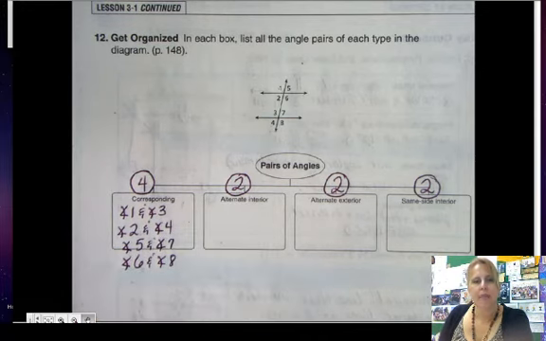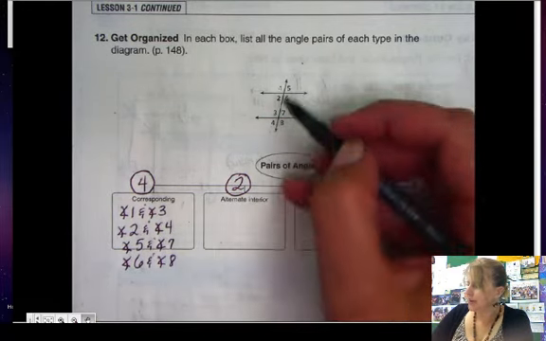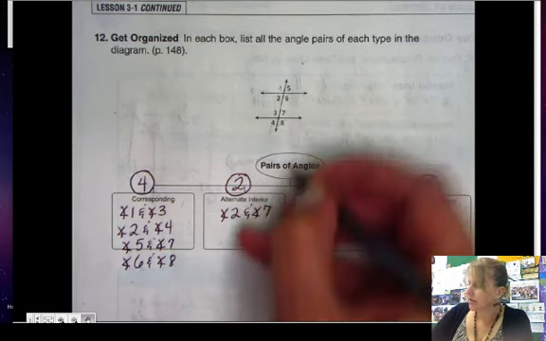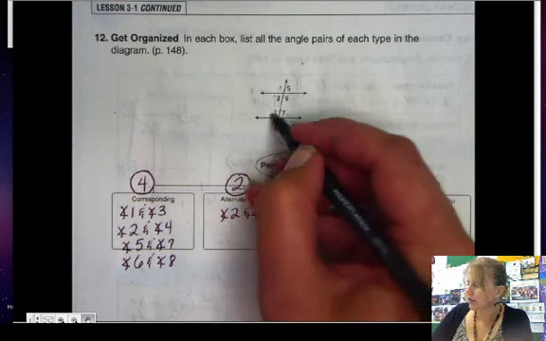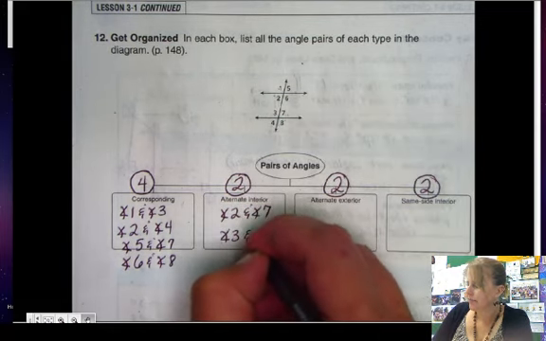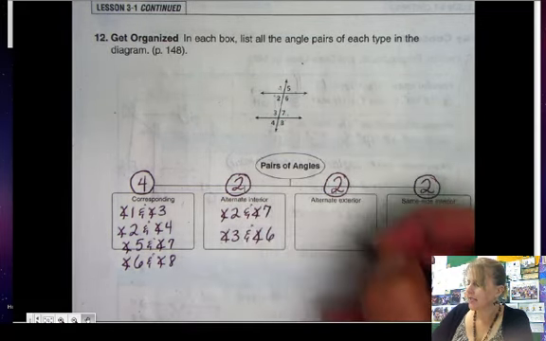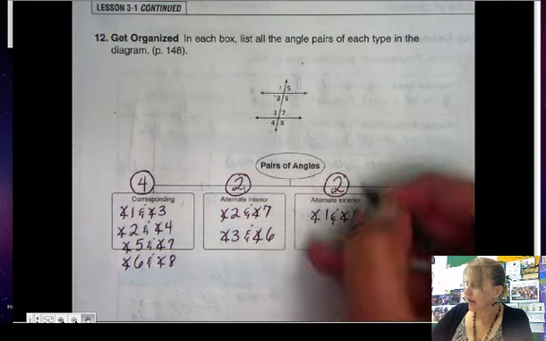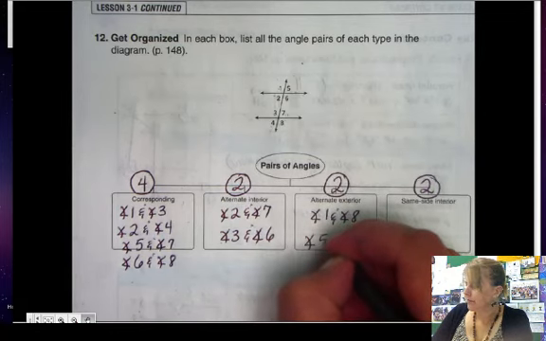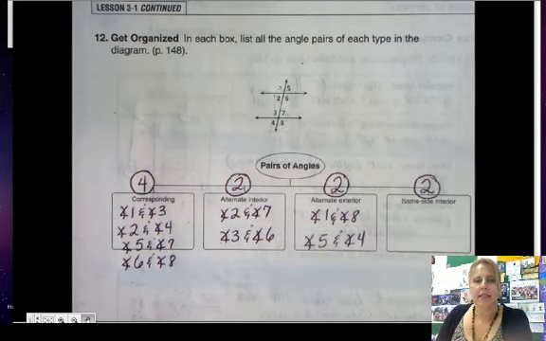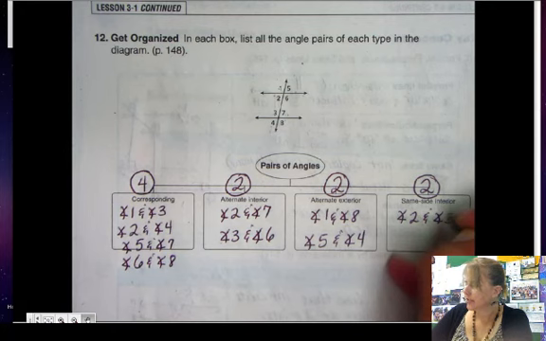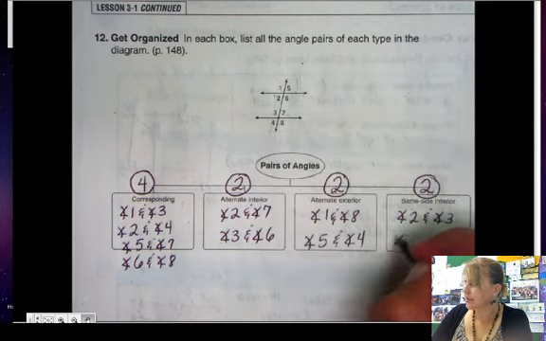Now, the alternate interior would be like 2 and 7, because they're alternate and they're interior, and also 3 and 6 are another set. Okay, alternate exterior would be like 1 and 8, and 5 and 4. And the last, same side interior, would be 2 and 3, because they're on the same side and they're interior, and also 6 and 7.